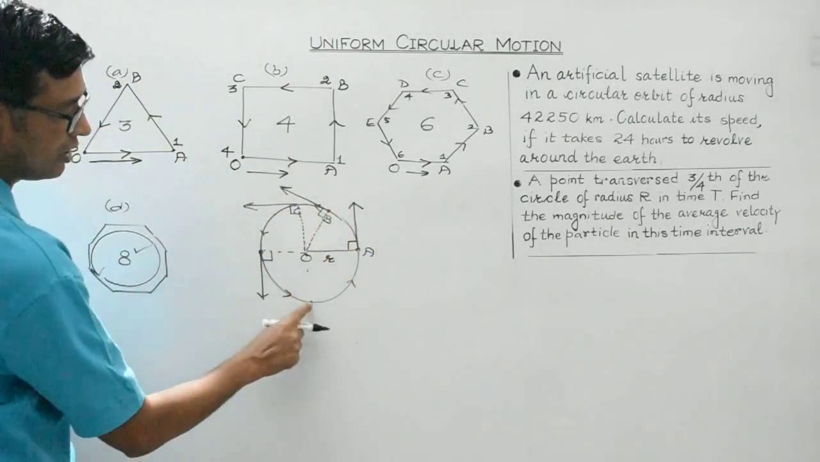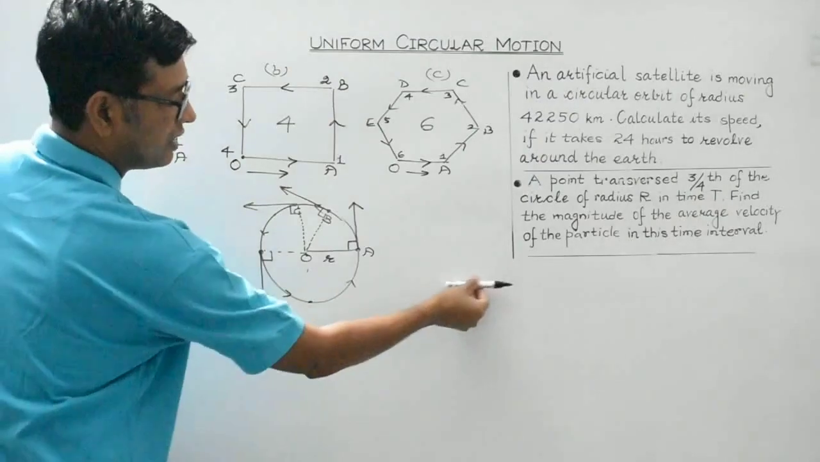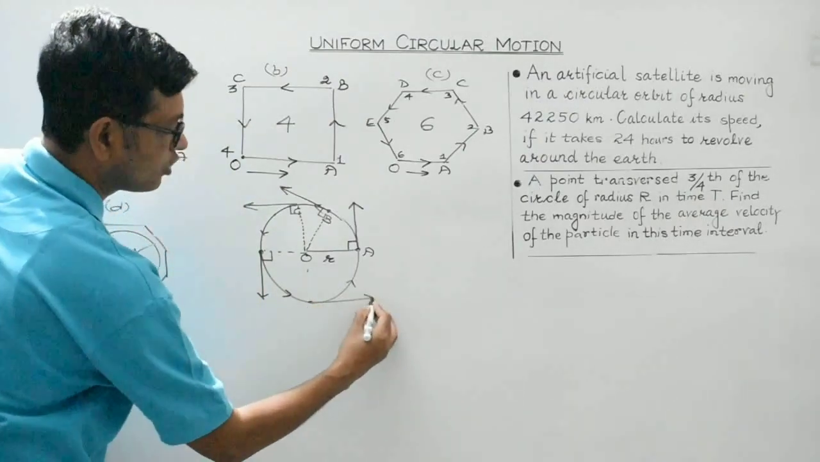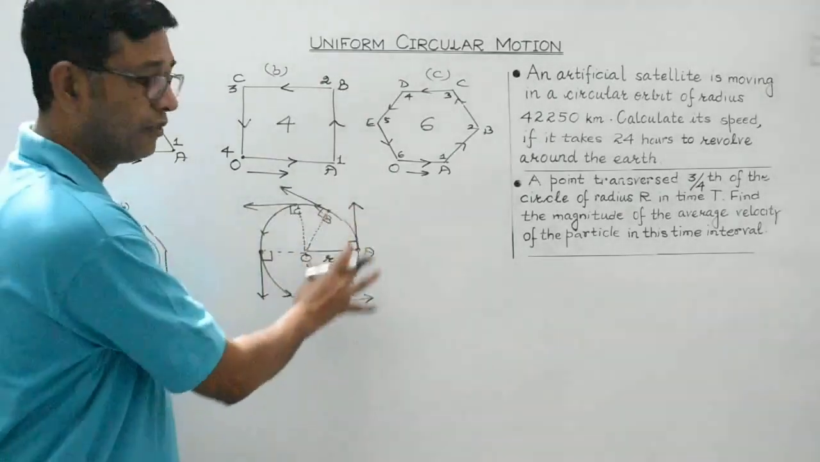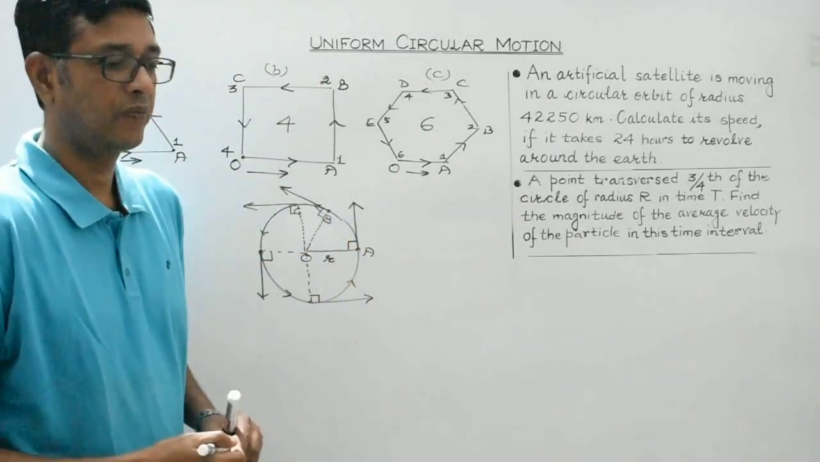So its direction of motion at this point will be given by drawing a tangent at this particular point. So this will be the direction of motion of the body. Clear, students? I can give you a simple illustration.